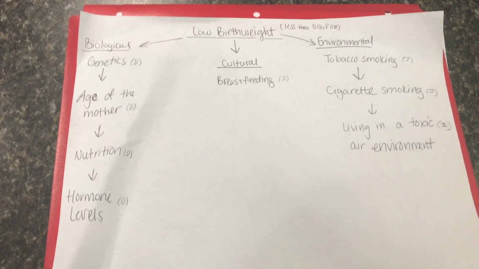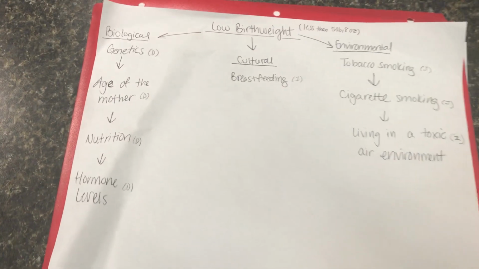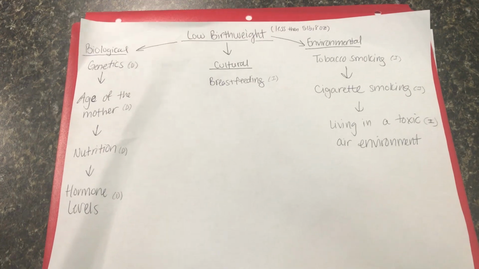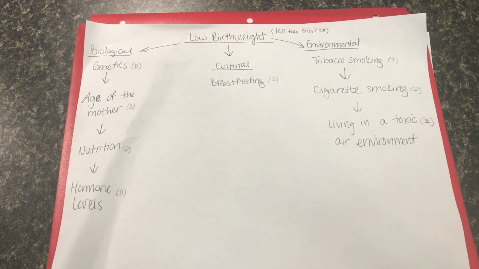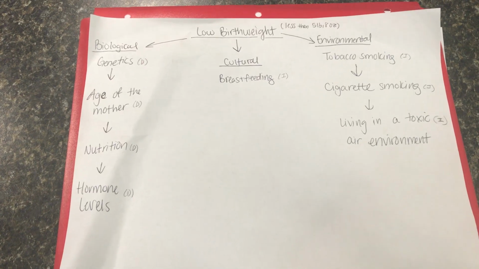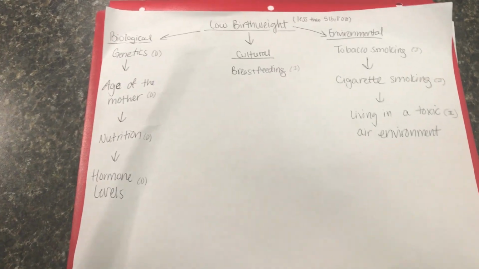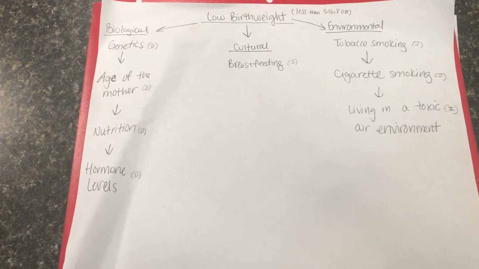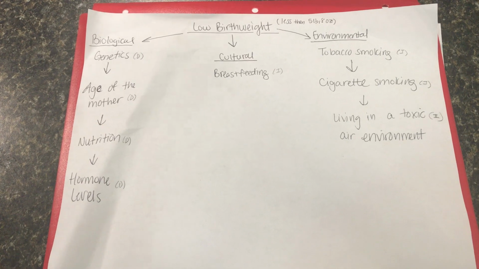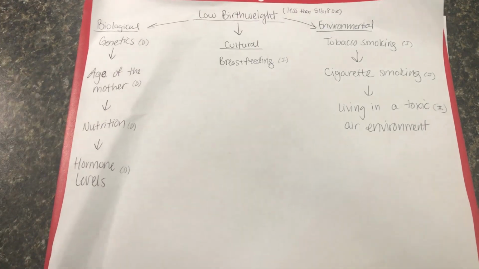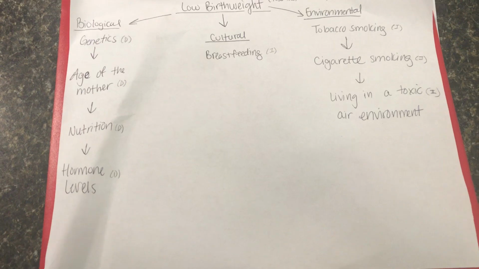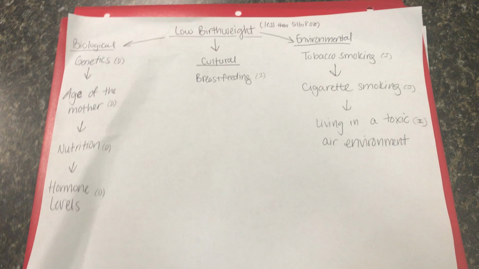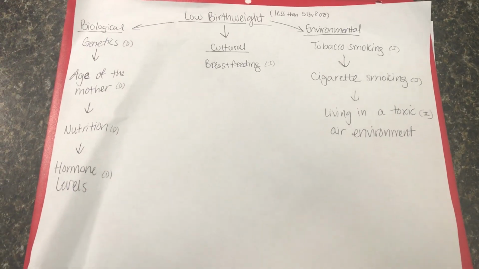So starting off with genetics. If a mother is coded for genes with low birth weight, then her child will have a low birth rate. When I was doing some research on this, I found out that the average American baby usually weighs more than the average Chinese baby. So different genes of different ethnic groups can code for the birth weight of infants.